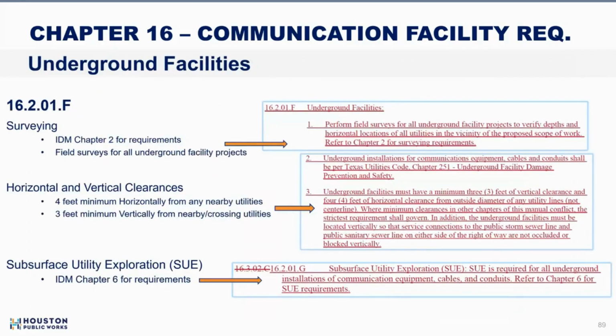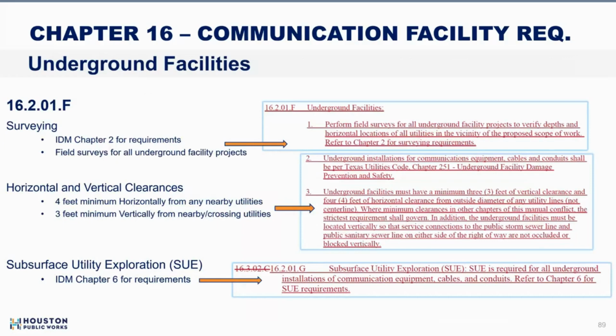Another section added to Chapter 16 was underground facilities. Section 16.2.01.f relates to underground facilities such as fiber optic cables and conduits. The main changes are providing field surveys and meeting subsurface utility exploration requirements. You can refer to Chapter 2 for survey requirements and Chapter 6 for SUE requirements. These requirements were mentioned earlier this afternoon. Also, you must provide 4 feet horizontal clearance from nearby utilities and now 3 feet vertical clearance for crossing utilities. It was originally 2 feet vertical clearance in previous editions.